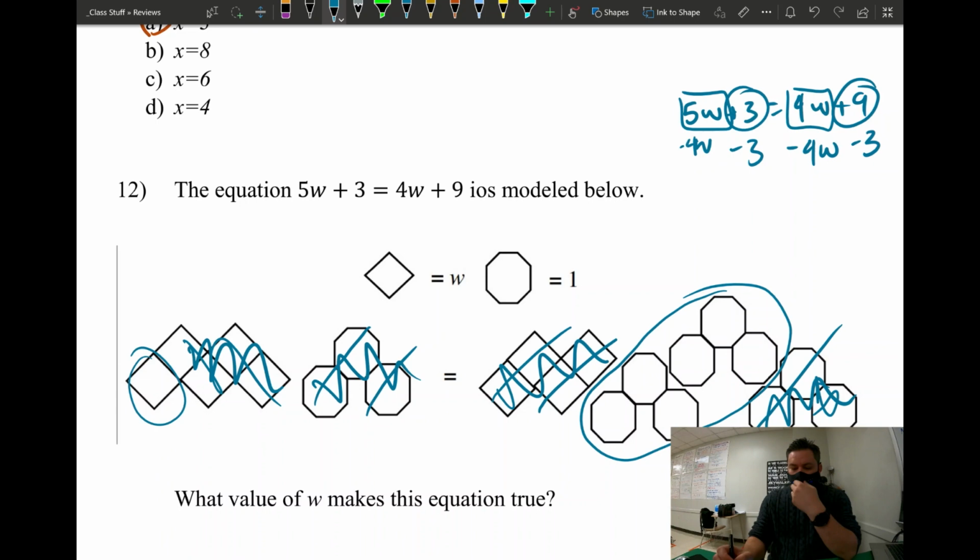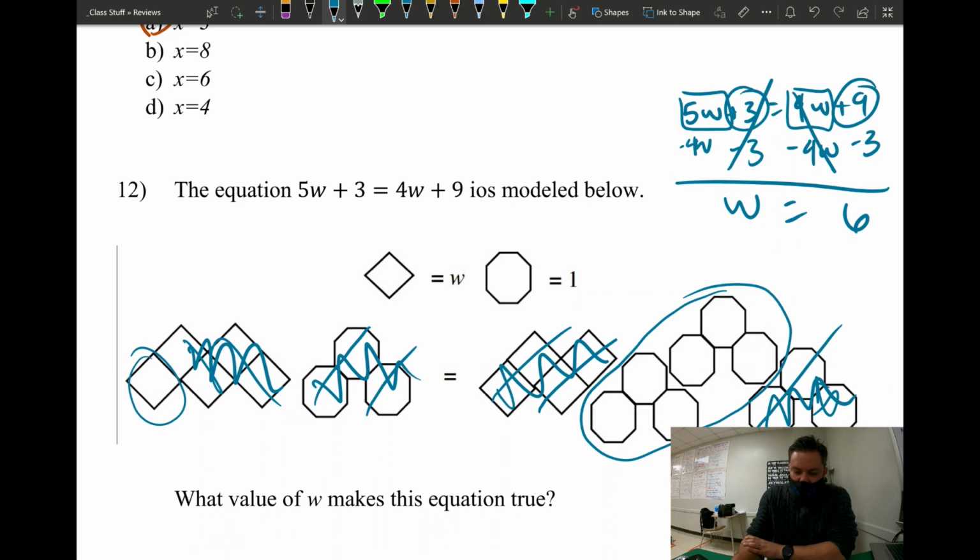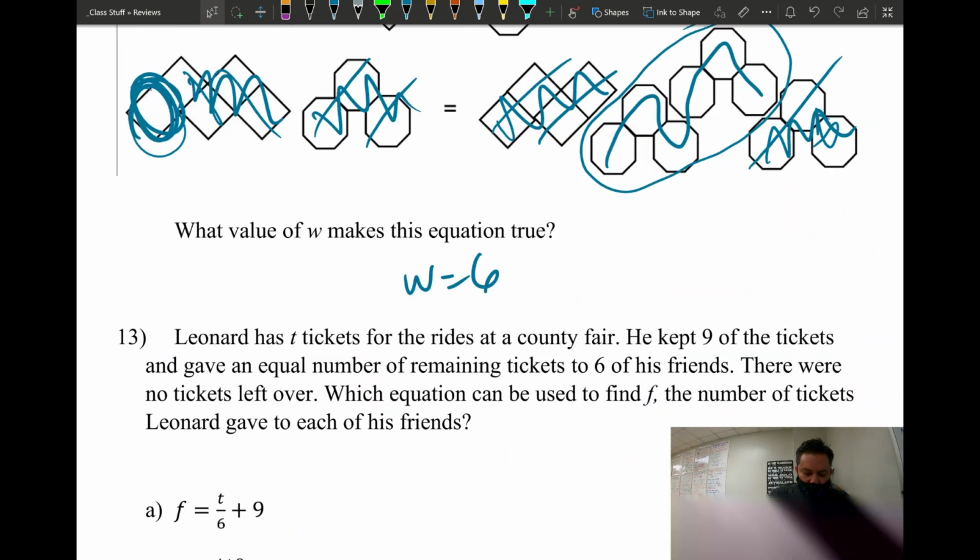So that cancels out. This cancels out. You have 6 and you have w, which is 6. 1w equals 1, 2, 3, 4, 5, 6. So the w is 6. Either way works. I like to do numbers instead of seeing models of equations.